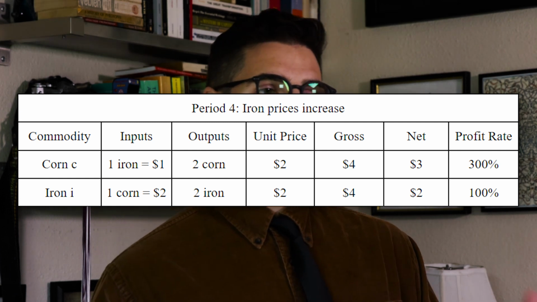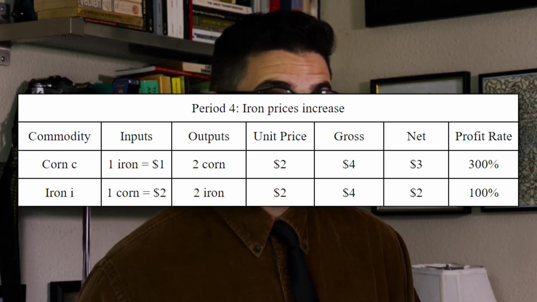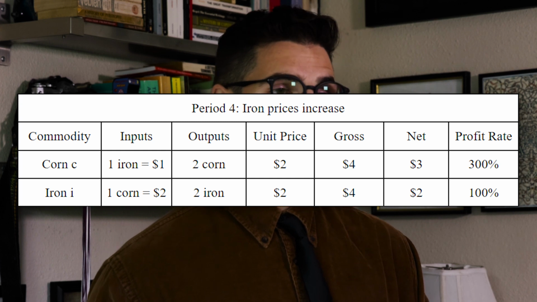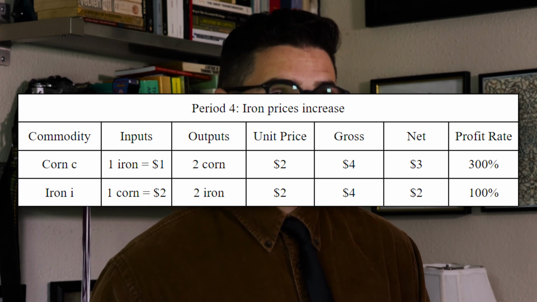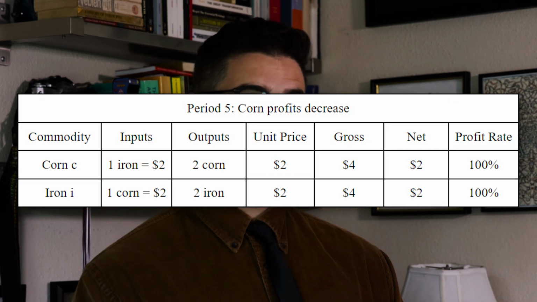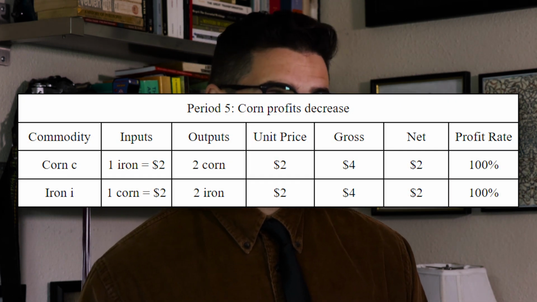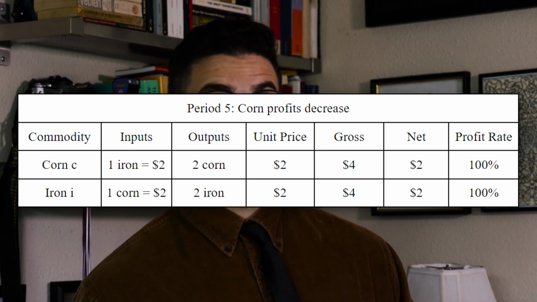By period 4, the corn-producing industry is still riding high. It purchased iron inputs for $1 at the end of period 3 and subsequently sells its 2 units of corn output for $2 each. Its net profit at the end of period 4 is still 300%. This high rate of profit will come crashing down in period 5. At the end of period 4, the corn-producing firm purchases its iron inputs for a new higher price of $2. Suddenly, it finds it can no longer maintain a 300% rate of profit.